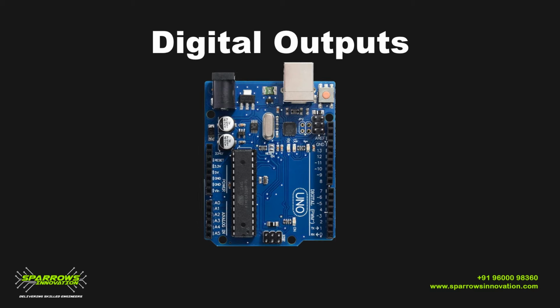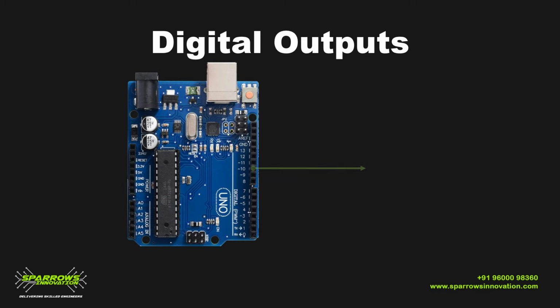I'm going to take pin number 10 for our experiment. If you configure pin 10 as output and assign a value of high, it will provide 5 volts as output. If you configure this pin as output and provide low, it will provide around 0 volts, so that your LED will be off.